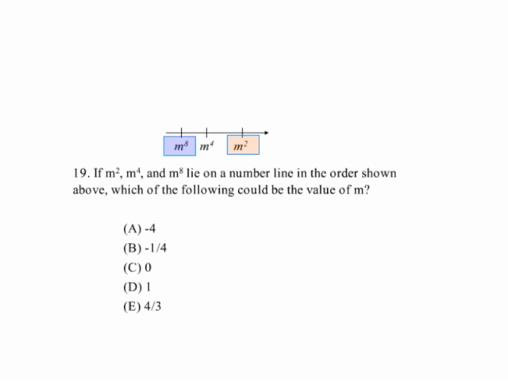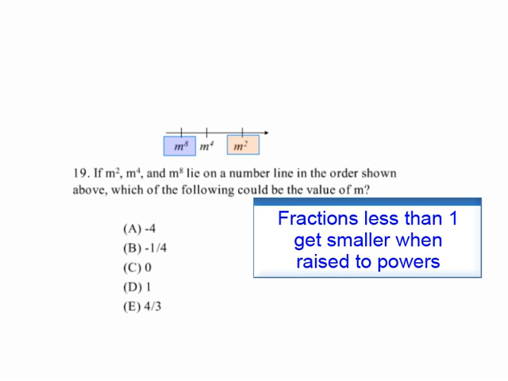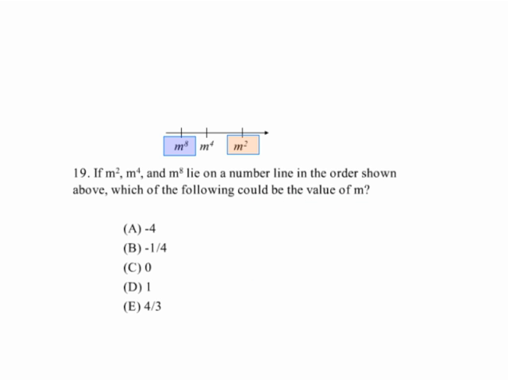One thing that we're going to see is the only place where numbers get smaller as you multiply them by themselves is if they're fractions less than 1. Fractions less than 1 get smaller when they're raised to powers. And the only fraction less than 1 that we've got here is negative 1/4.